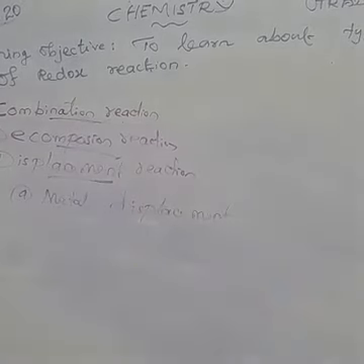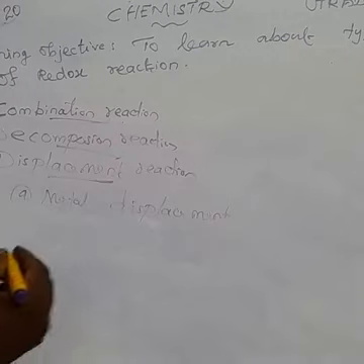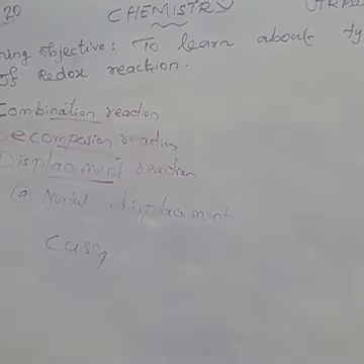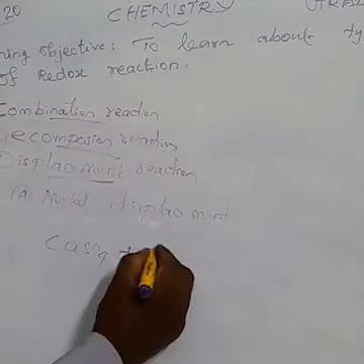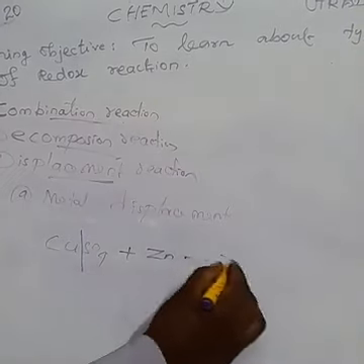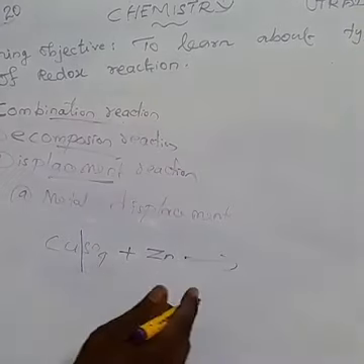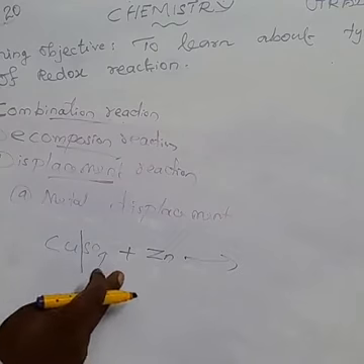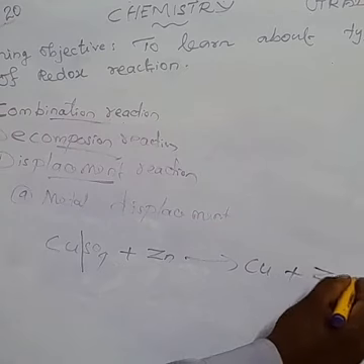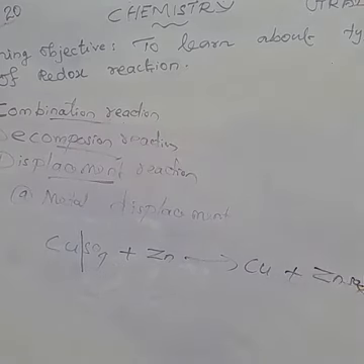Metal displacement reactions. Here we are taking the copper sulfate solution, that is CuSO4. Copper sulfate reacts with the zinc metal. Here the zinc combines with the sulfate to form zinc sulfate, and also we get copper. Copper plus zinc sulfate. Okay, zinc sulfate.